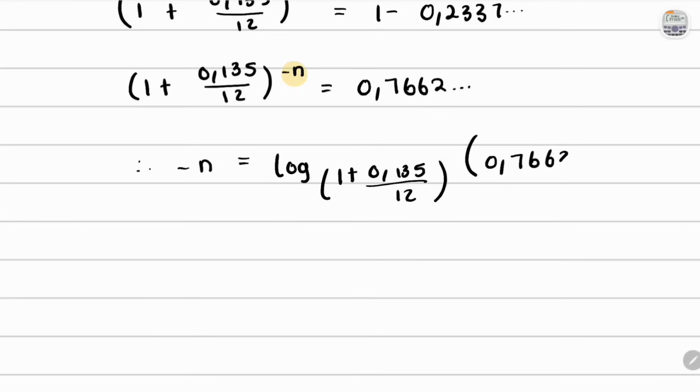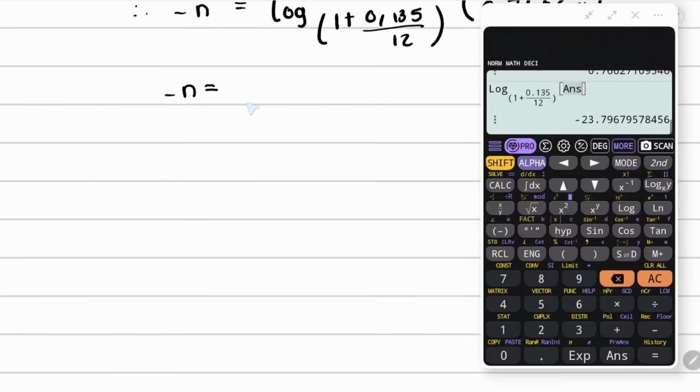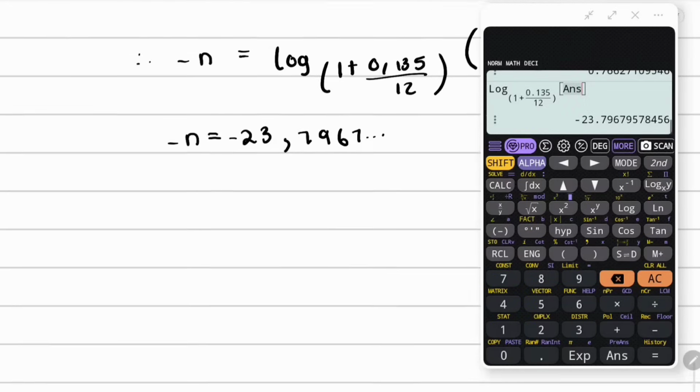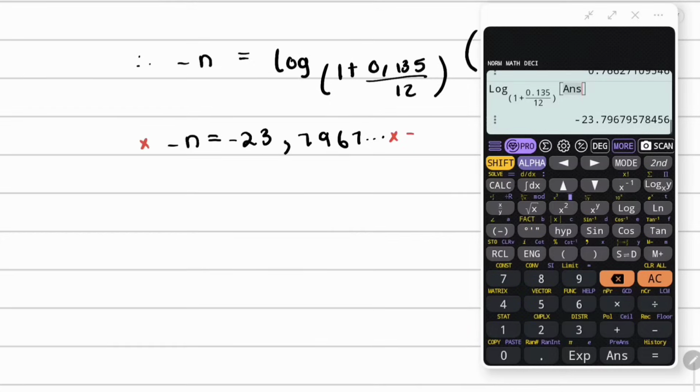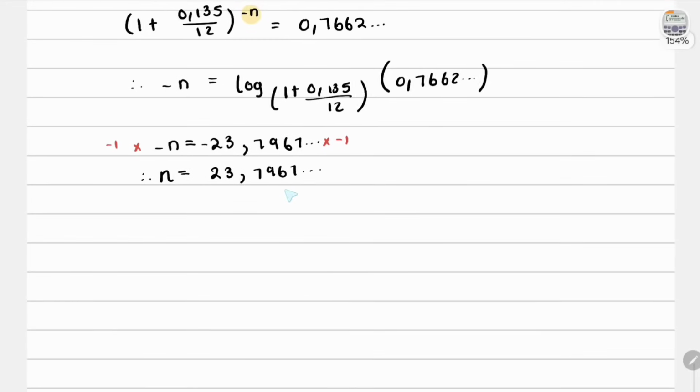But we will not put this like that. We will use the ans button. Okay, so negative n equals, and let's go ahead and do that. And when you do that, you get negative n is equal to 23.80550.7967, okay? And you can just make it positive by multiplying both sides by -1, okay? So that just becomes the positive of whatever it was. Okay, so this is what we get.